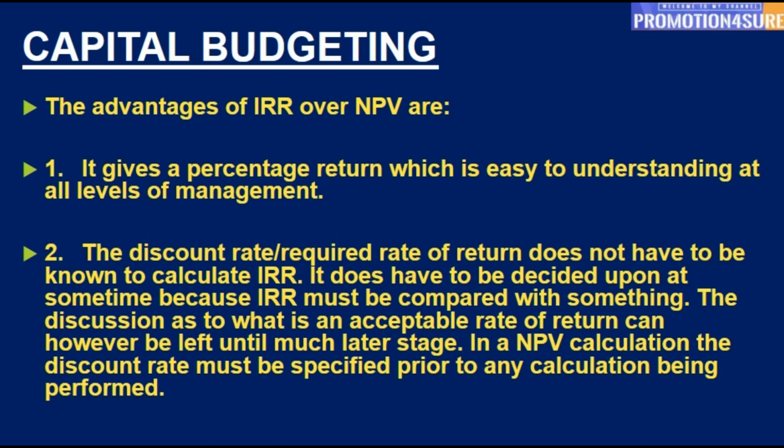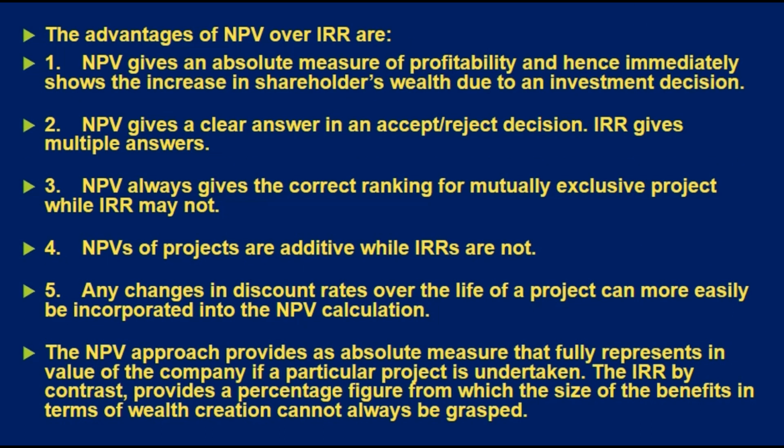In capital budgeting, the advantage of IRR over net present value is that it gives a percentage return, which is easy to understand at all levels of management. The discount rate, the required rate of return, does not have to be known to calculate IRR. It does have to be decided upon sometimes because IRR must be compared with something. The discussion as to what is an acceptable rate of return can, however, be left until a much later stage. In an NPV calculation, the discount rate must be specified prior to any calculation being performed. So the advantages of NPV over IRR, you can go through it.